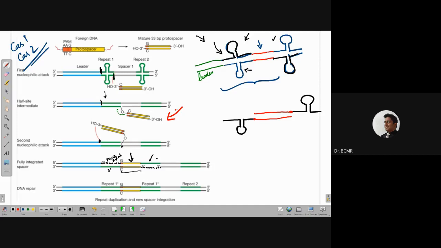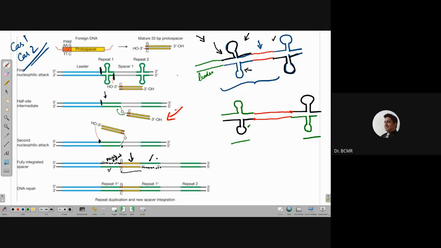Now the DNA polymerase will fill this gap and synthesize a new repeat based on the information on this remaining part. Now, previously we had one repeat, and now we have two repeats. Okay, that's what I meant by replenishing.